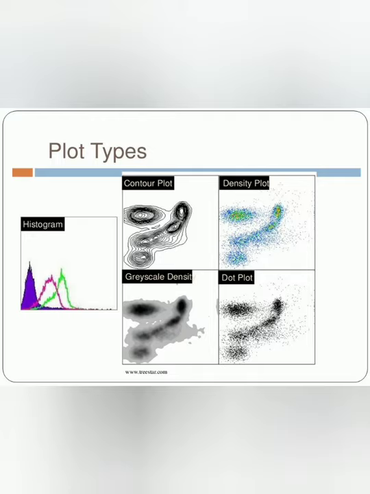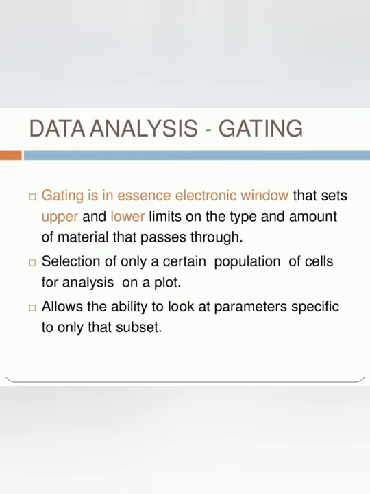Data analysis. Gating. Gating is in essence an electronic window that sets upper and lower limits on the type and amount of material that passes through. Selection of only a certain population of cells for analysis on a plot. It allows the ability to look at parameters specific to only that subset.